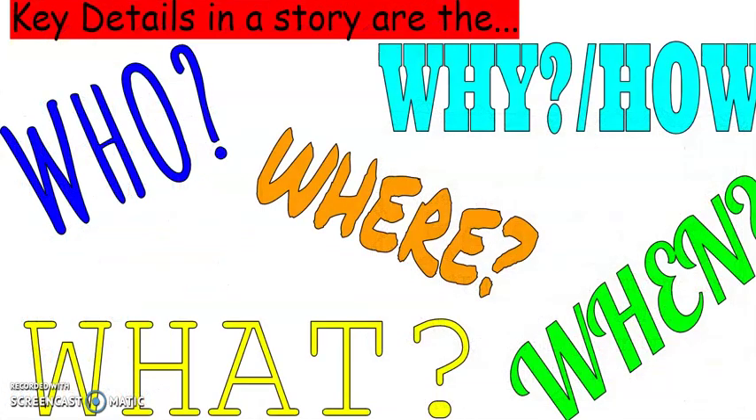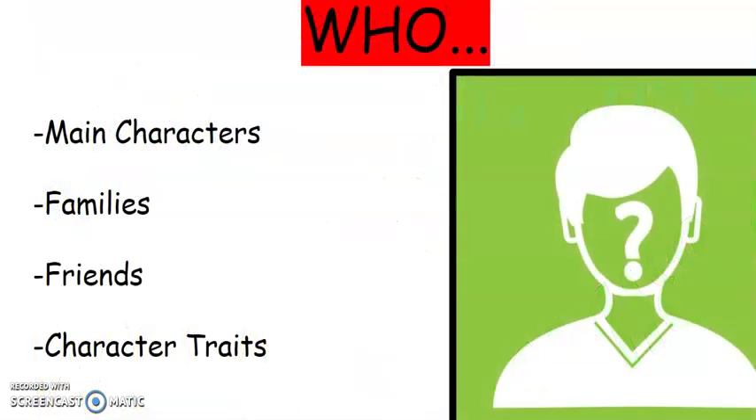So what are key details? They are who, what, when, where, why, and how. So first, who. Who will tell us exactly who our main characters are, as well as who belongs to different families, different friend groups, and it may also tell us their character traits. Like we know the big bad wolf was a character, he would be our who, and also that he was going after Little Red Riding Hood.